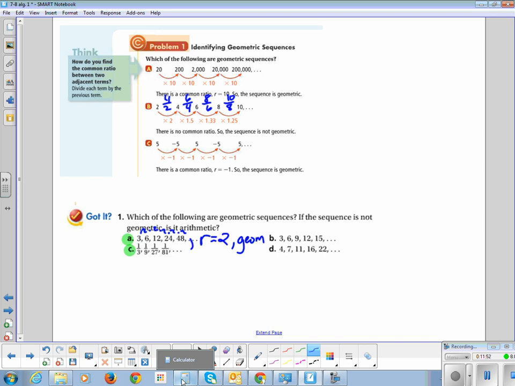C, 1/3, 1/9, 1/27, 1/81. Is there a common ratio? Do I multiply by the same thing each time? Can I give you a hint? What if I were to multiply by 1/3? What is 1/3 times 1/3? Yeah, 1/9. What if I were to multiply that by 1/3? Yeah, so this is geometric.